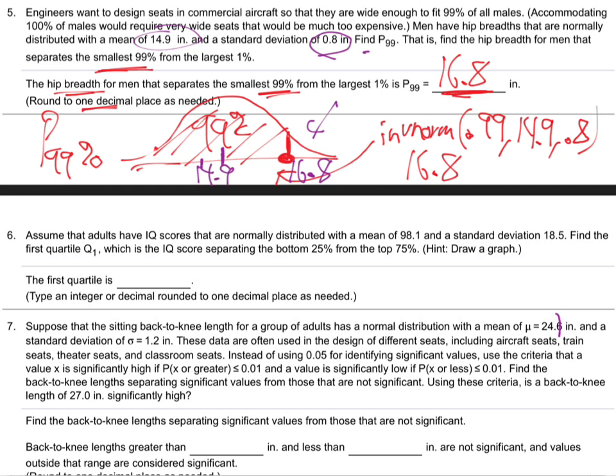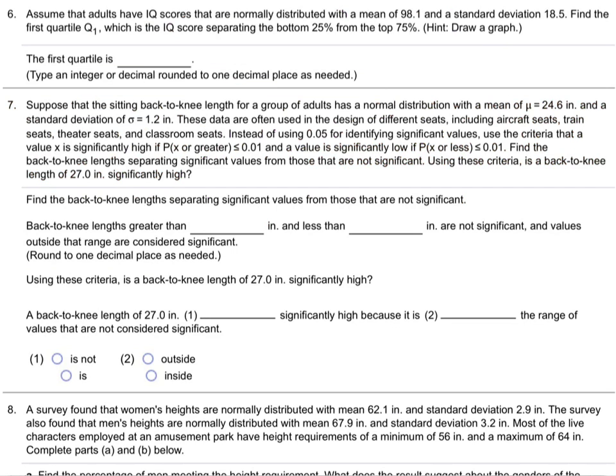All right, so that was number 5. Can I move on? Number 6. Assume that adults have IQ scores that are normally distributed, mean 98.1, standard deviation 18.5. So that's the average IQ, and that's the average variation, distance from the middle. Find the first quartile, which is the IQ score separating the bottom 25%.